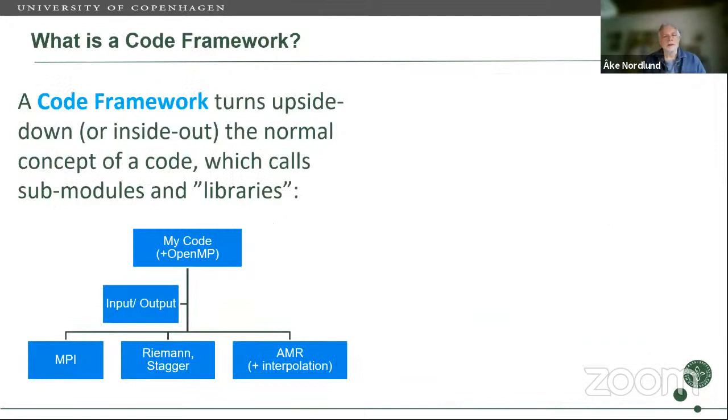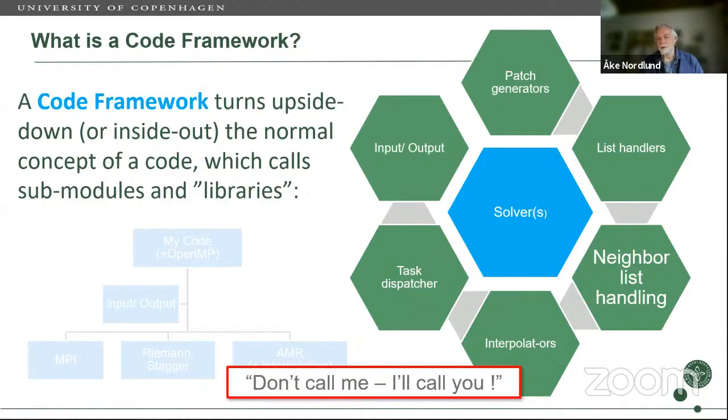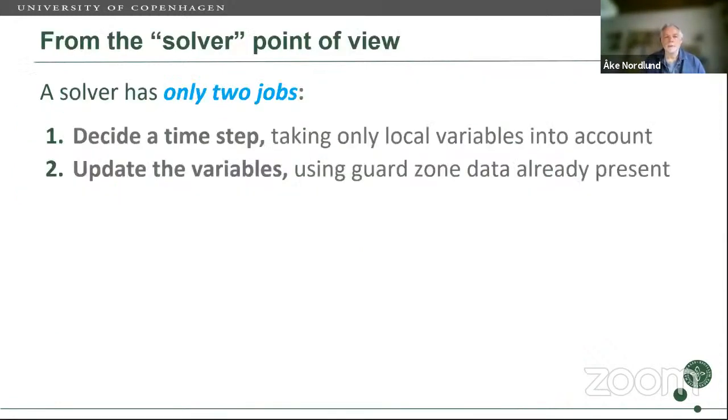So now to the question, why is it a code framework? A code framework turns upside down the relation between the solver and the services. A normal code works like this. It has some kind of main program, and then it has input-output, and it calls MPI services, calls a Riemann solver, and calls atmosphere services, and so on. You turn that upside down and you place the solver in the middle. And you don't give it any other responsibility than to do what it does, namely take a time step. It's basically paraphrasing the "don't call me, I'll call you" principle.